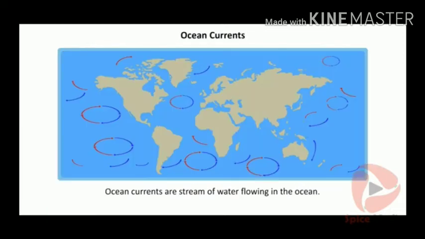The next is ocean currents. Ocean currents are a stream of water flowing in the ocean. There are two types of ocean currents, warm and cold currents. The current having its origin from the equator is a warm current, and the current having its origin from the poles is a cold current. Ocean currents distribute the temperature from warmer regions to colder regions. Warm currents are shown in the map with red color arrows and cold currents with blue color arrows.